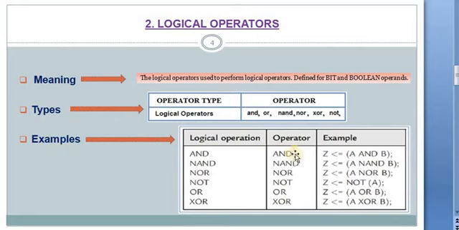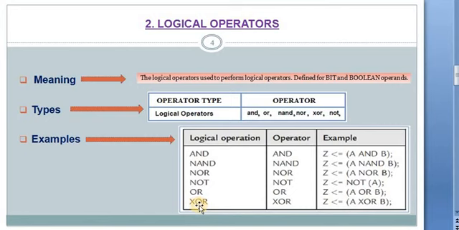As you see, the logical AND can be applied as Z is assigned the value A and B. Similarly, for logical NAND, Z is assigned the value A NAND B. And in the next statement, for the logical NOR, Z is assigned the value A NOR B. Similarly, for logical NOT, Z is assigned the value NOT A. And for the logical OR, Z is assigned the value A or B.